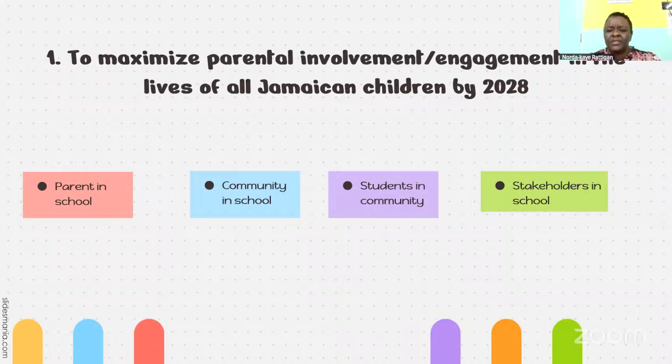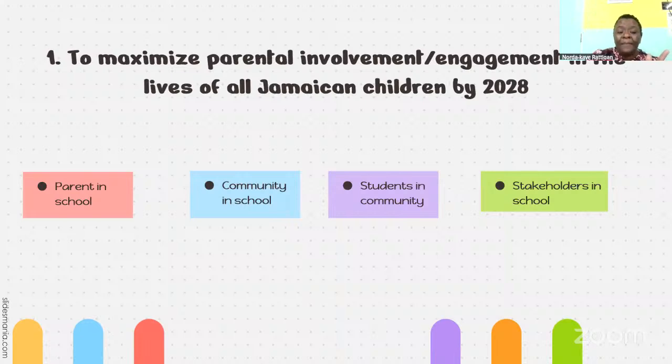And we want to look at what are the things you're plugging in under each strategic objective. So I read this nicely put together strategic objective: maximizing parental involvement and engagement in the lives of all Jamaican children by 2028. If I'm a first-time administrator, what are the things I should be looking at in terms of targets and goals that I'm going to plug in under these strategic objectives?